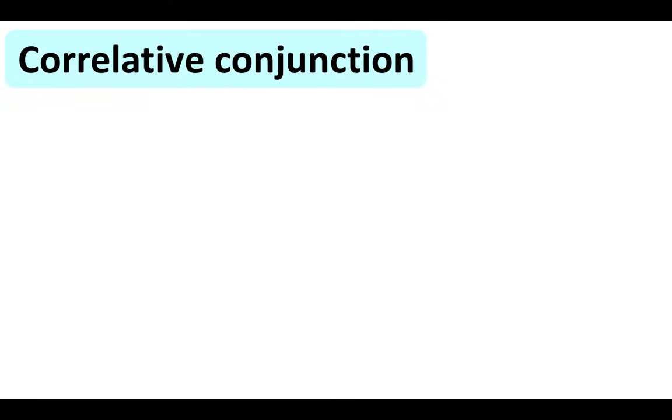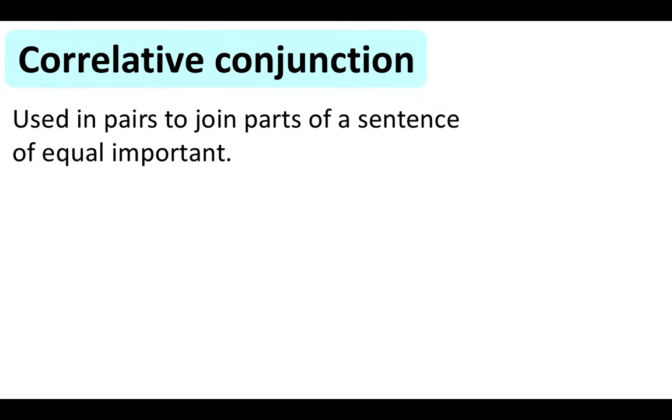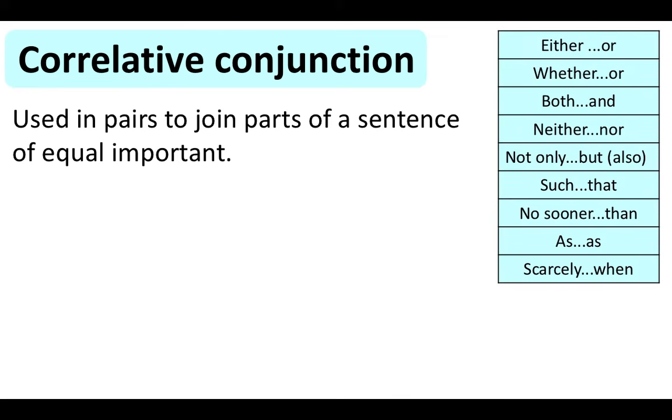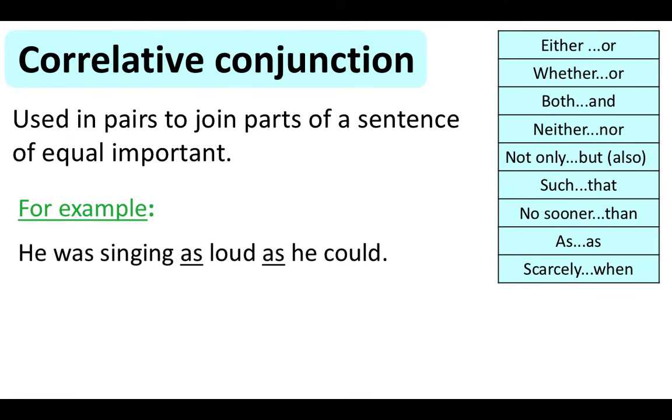Correlative conjunction. This type of conjunction is used in pairs to join parts of a sentence of equal importance. This includes either or, whether or, both and, neither nor, not only but, such that, no sooner than, as as, scarcely when. For example, he was singing as loud as he could.